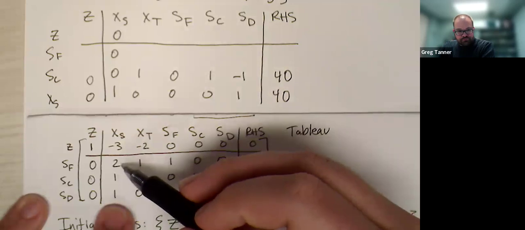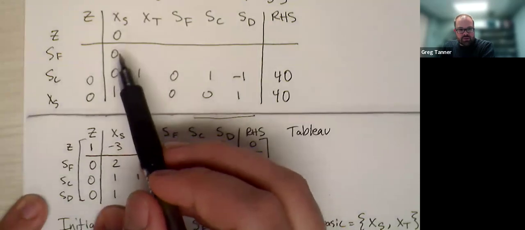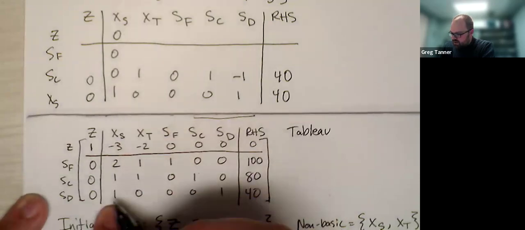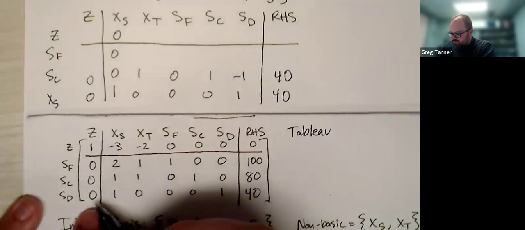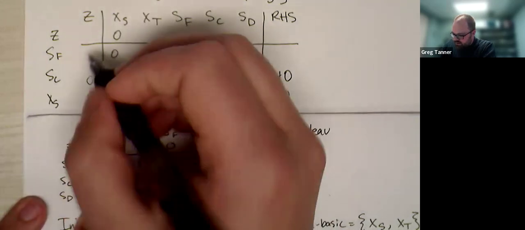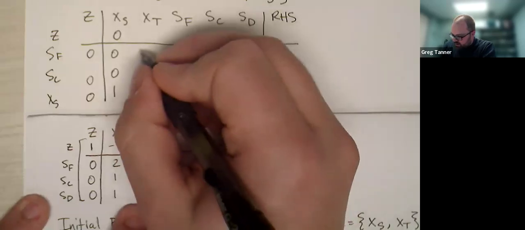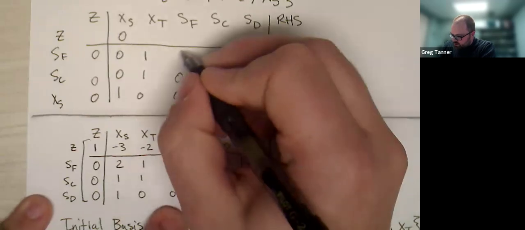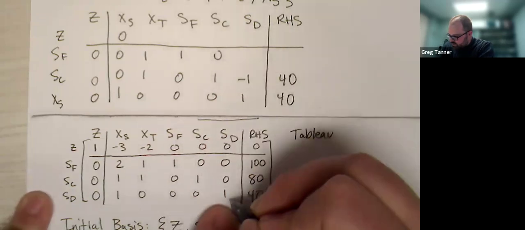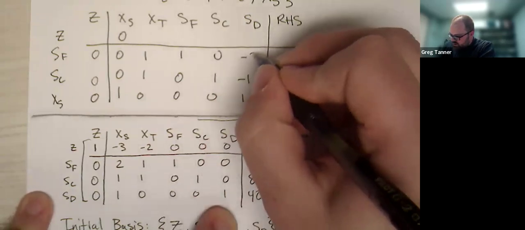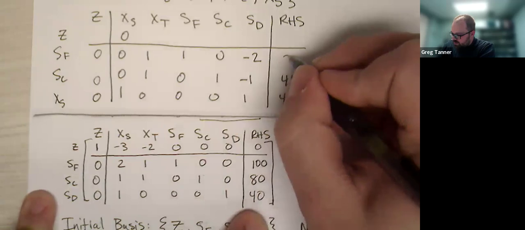Now looking at the second row, I've got a 2 here. I want to turn that 2 into a 0. And so I'm going to take negative 2 times the bottom row, add it up to the top row. Negative 2 times 0, and I'll still have 0 up here. Negative 2 times 0 leaves this as a 1. Negative 2 times 0 leaves this as a 1. Negative 2 times 0 leaves this as a 0. Negative 2 times 1 changes this into a negative 2. And negative 2 times 40 plus 100 will give us 20 here.